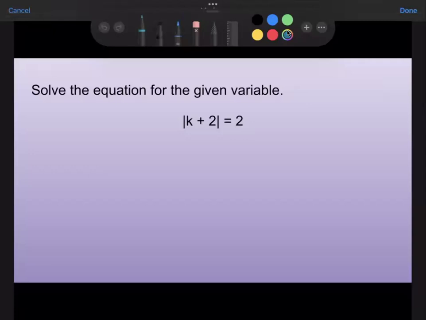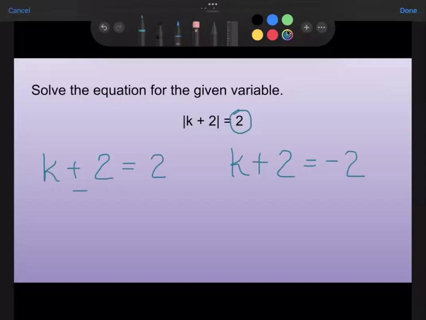So if you're at that point, you can go ahead and take what's inside the absolute value bars, which is k plus 2, and write it twice. So we're going to do k plus 2 and k plus 2. Then we're going to do two different versions of what's on the other side of the equation: the positive version, which goes here, and the negative version, which goes here. So that's why I have two different equations. Now I'm going to solve them both separately to get my two solutions.